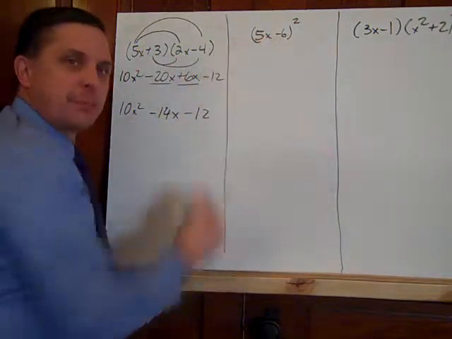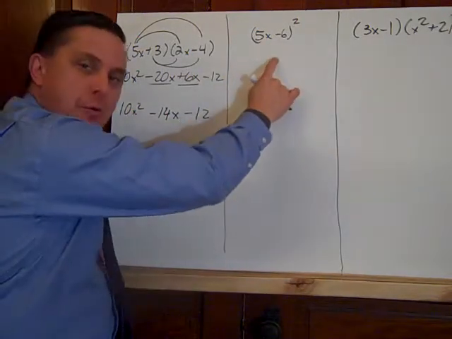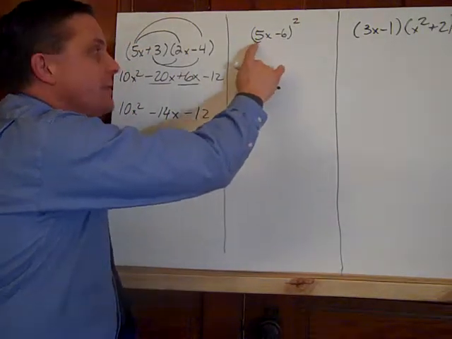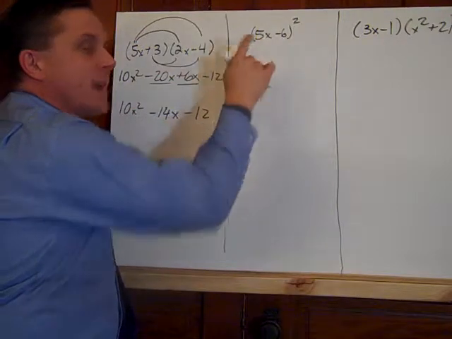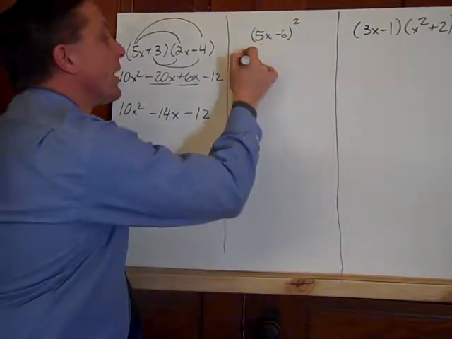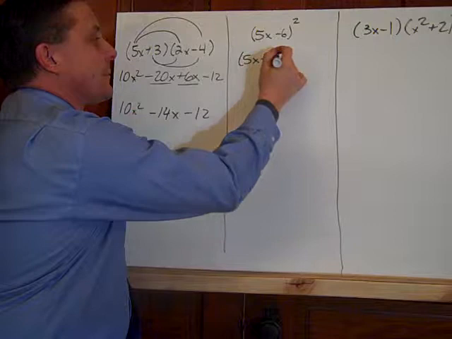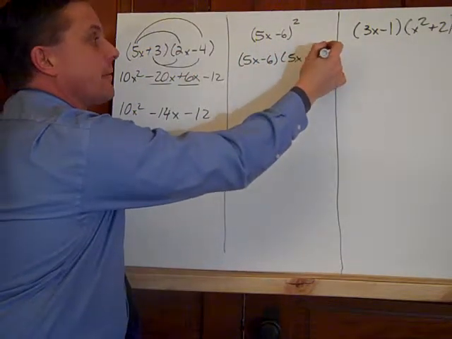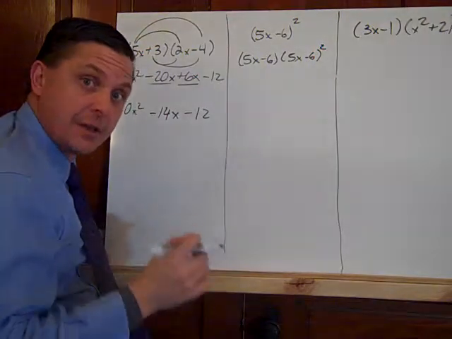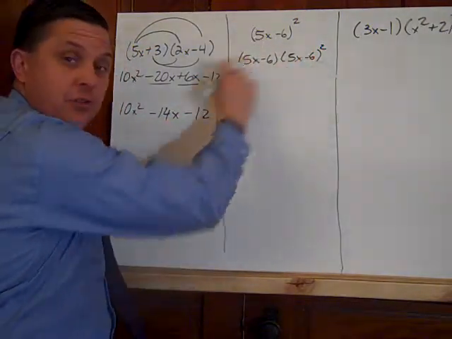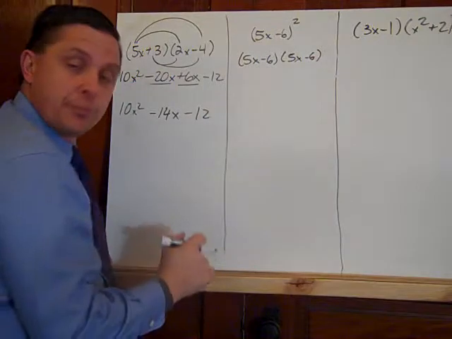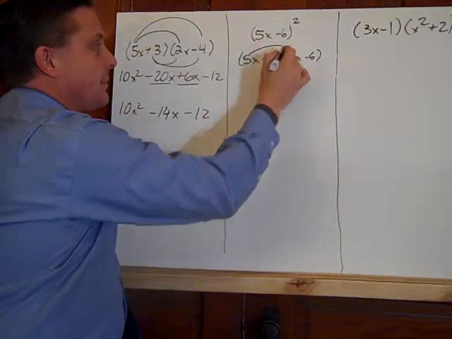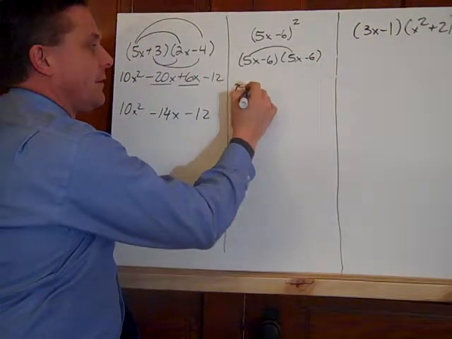Now, on the next problem, you cannot use the power rule. You have to see 5x minus 6 as a binomial, and when you have a binomial squared, you must write it out. And when you write it out, you're going to get a trinomial every single time. A binomial squared results in a trinomial. And we have to do that by multiplying it out. 5x times 5x is 25x squared.